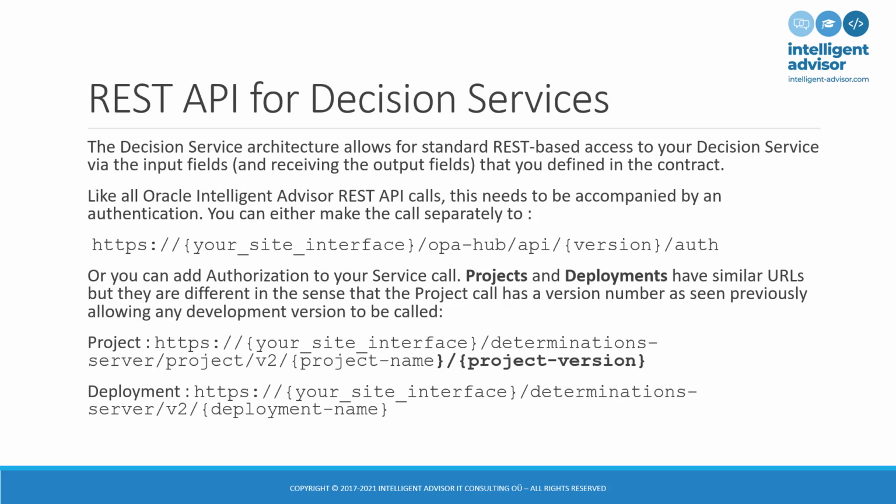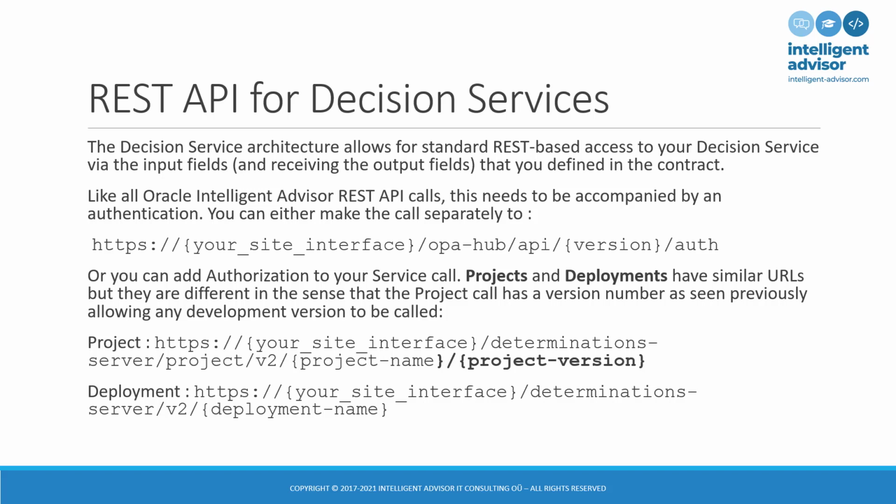The decision services allow us standard REST-based access via our contracts. So each decision service, you define an input and output contract, and you leverage the input contract as part of your REST API. You inject data into the service using the input contract, and if all goes well, you get the output data out in the format as defined by your output contract.